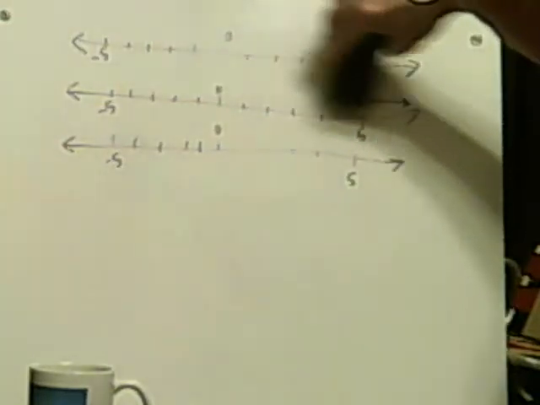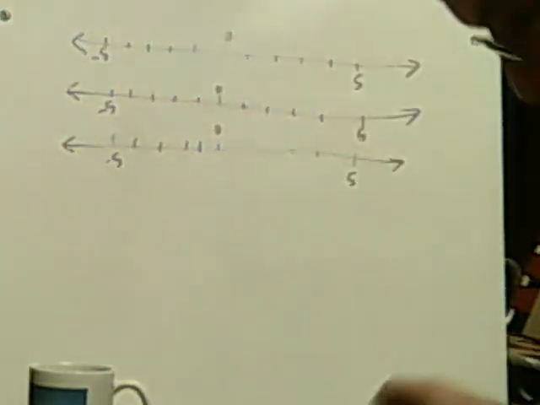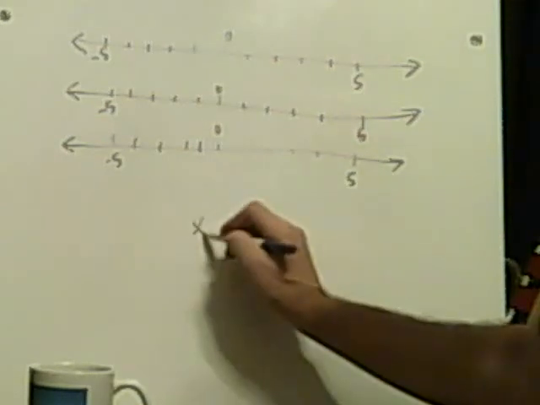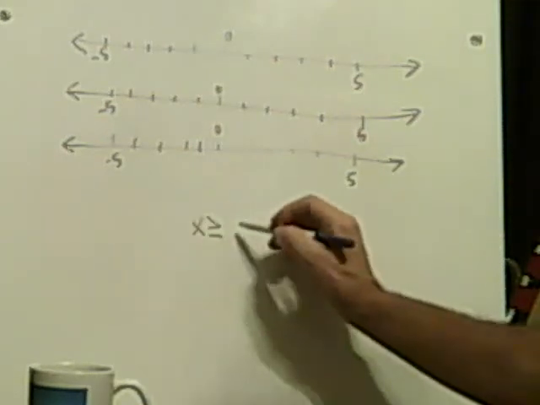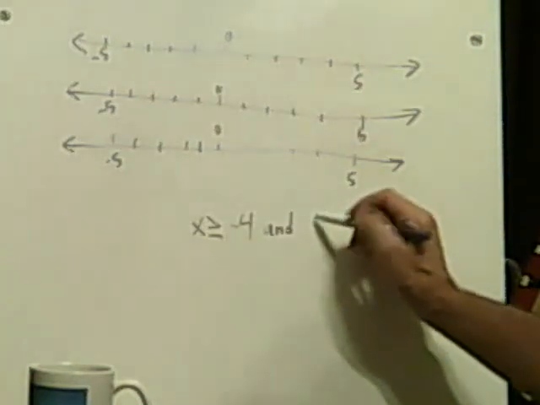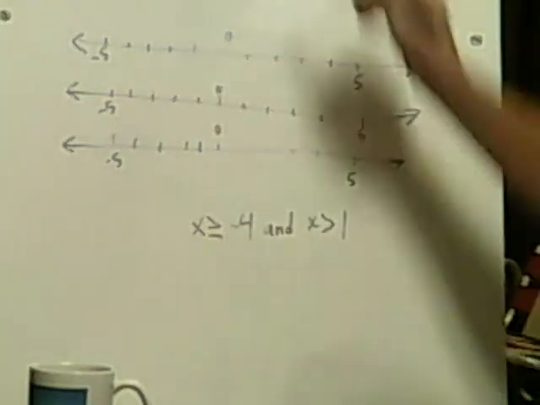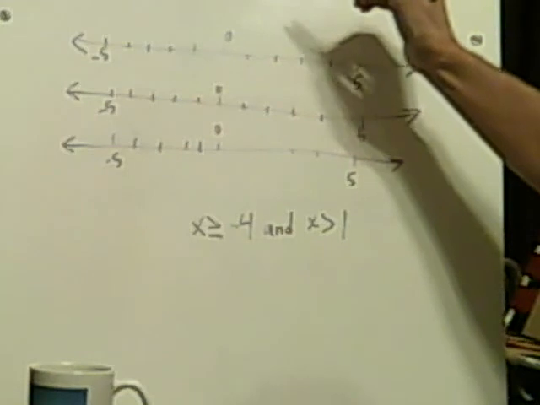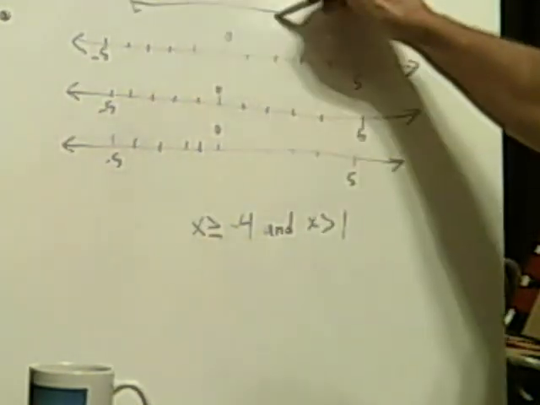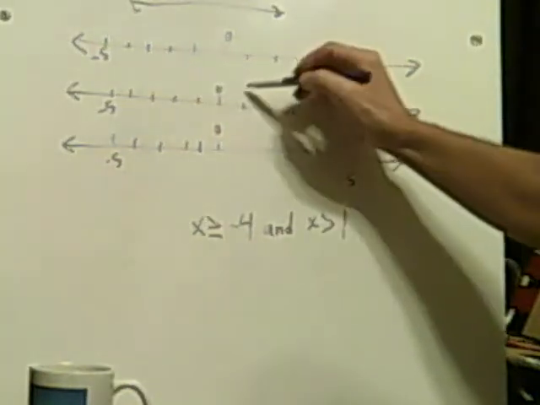I guess I gotta figure out a way to erase that. Okay. Now, we get on to number 18. x greater than or equal to negative 4 and x greater than 1. Greater than or equal to negative 4. So we go to negative 4, greater than or equal to. Next one, x greater than 1.